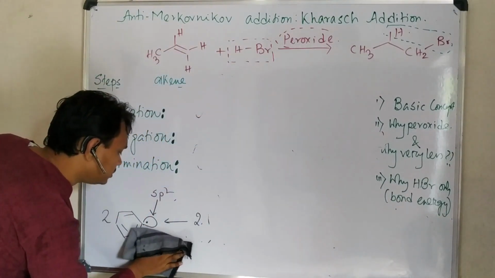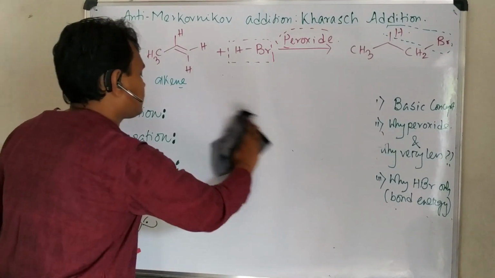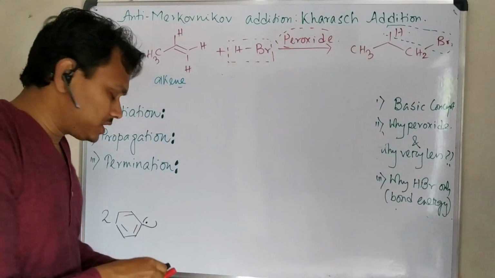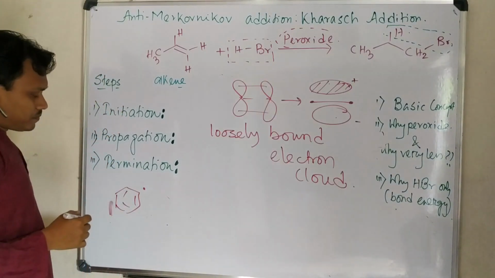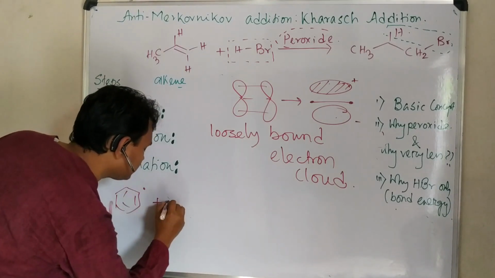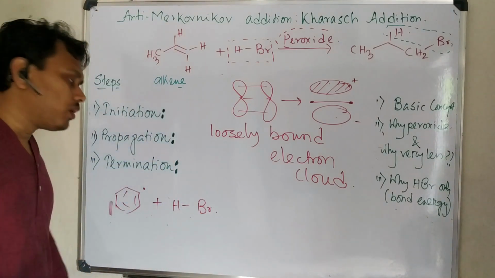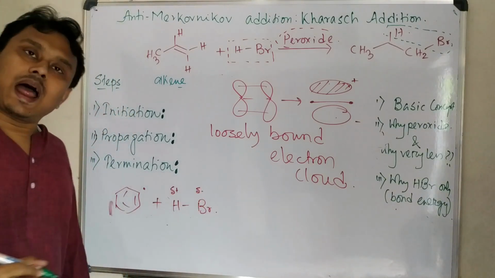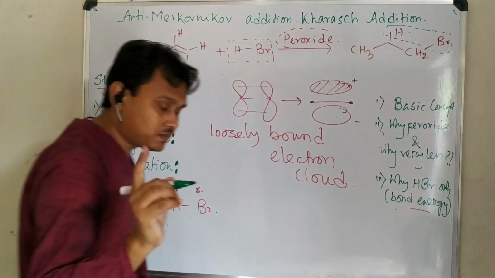So now we have in our hand the radical. Now another question: why do we use a very low amount of peroxide? That question we will discuss now. This Ph radical is going to first react with HBr. Why? Because in HBr, this bond is polar, sufficiently polar. This is delta plus, this is delta minus, and this has a reactivity. Why HBr specifically, I will explain at the end of this video.